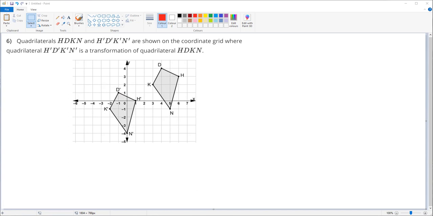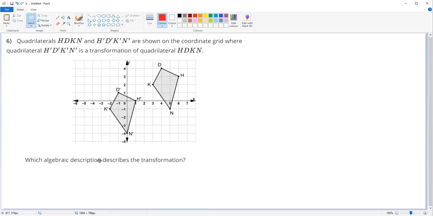All right, so we have a quadrilateral. This is the original, and then this is the final, shown on the grid, and it's asking what's the algebraic description. I was looking at the wrong screen. This is the original, and this is the final. I hope I'm sharing the right one. Yeah, I'm sharing the right one. It's asking which algebraic description changes the formation. There's 2 ways to do this.